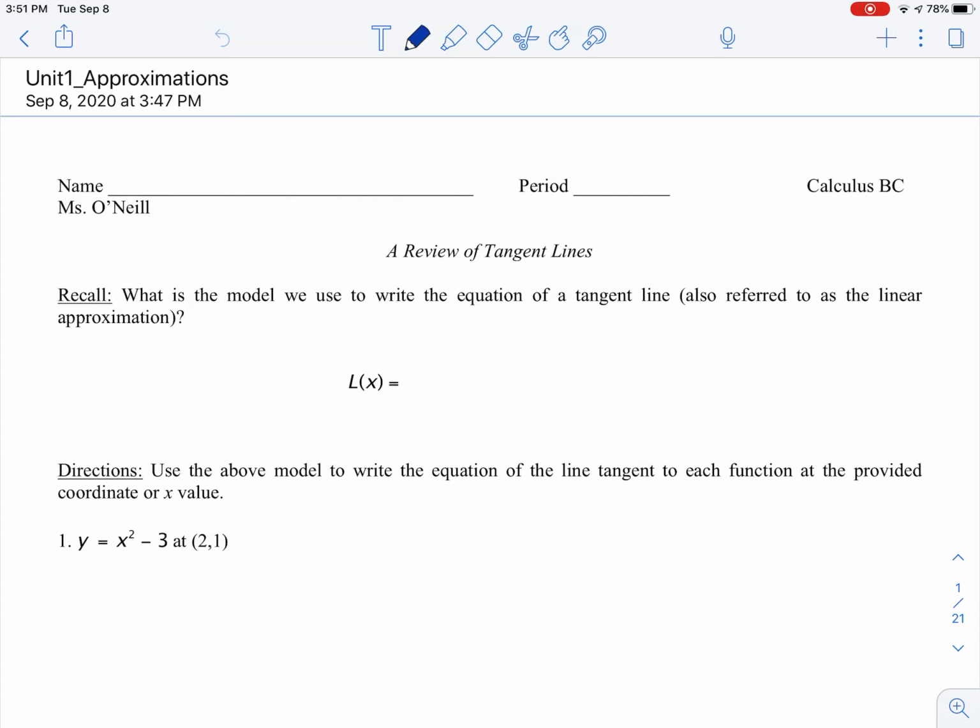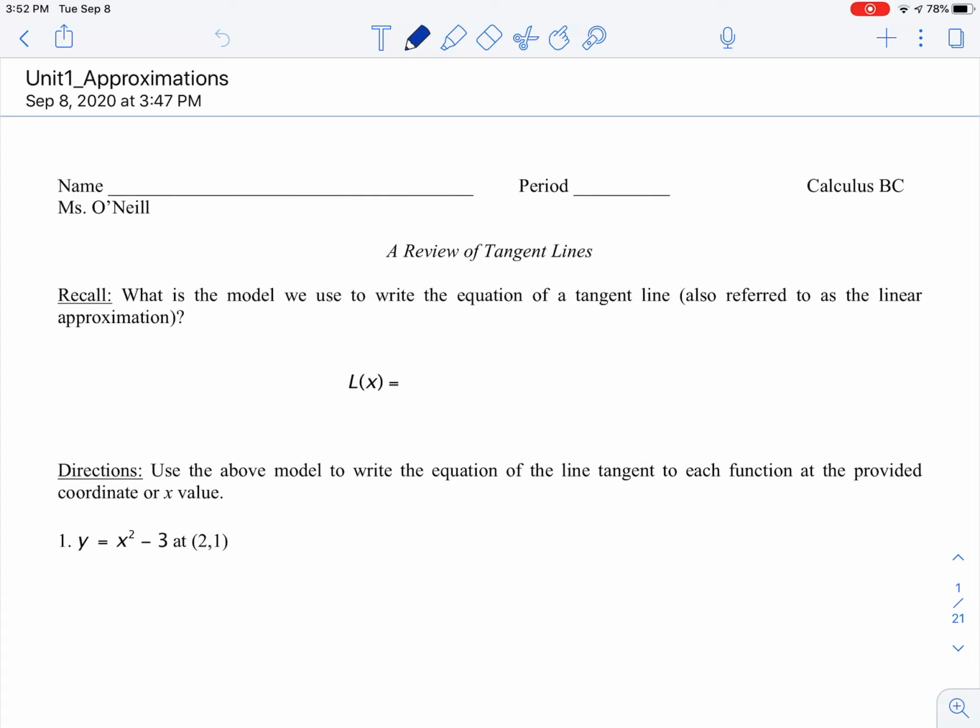Now, while the equation of a tangent line is based off of point-slope form, y minus y1 equals m times x minus x1, if you remember with a tangent line, the slope of the tangent line specifically is the derivative value at whatever location you are finding the tangent at. So we developed this into a model called L of x. Again, we call this the linear approximation.